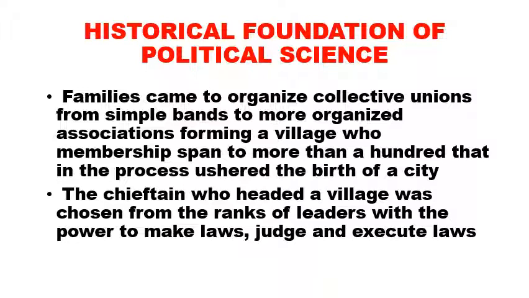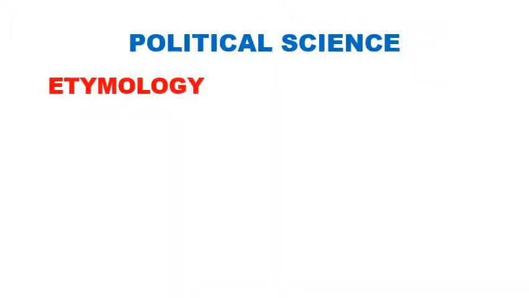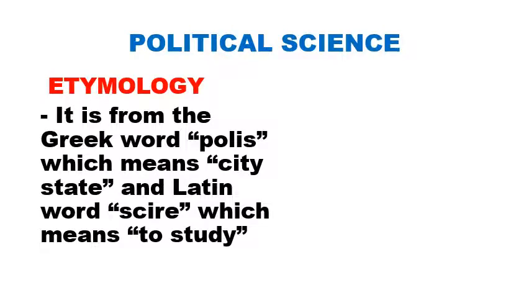The chieftain who headed a village was chosen from the ranks of leaders with the power to make laws, judge, and execute laws. The chiefdom became a state. Etymology. It is from the Greek word polis, which means city, state, and Latin word scire, which means to study.